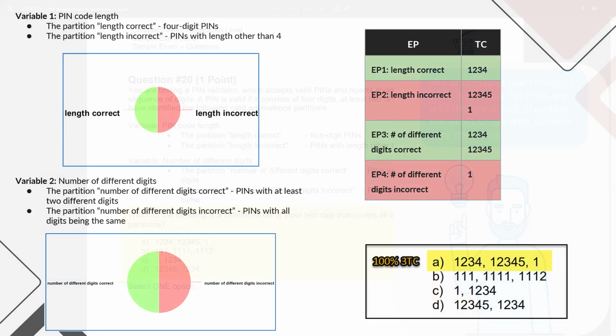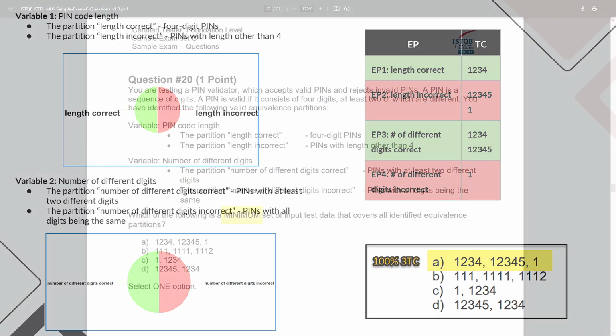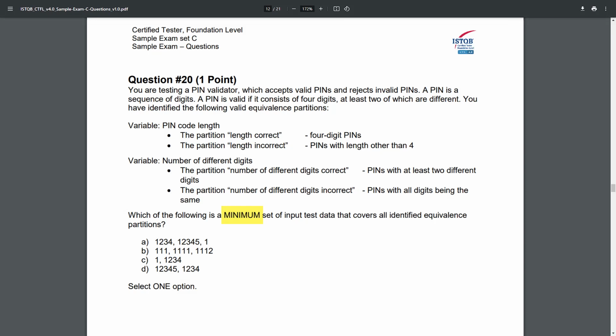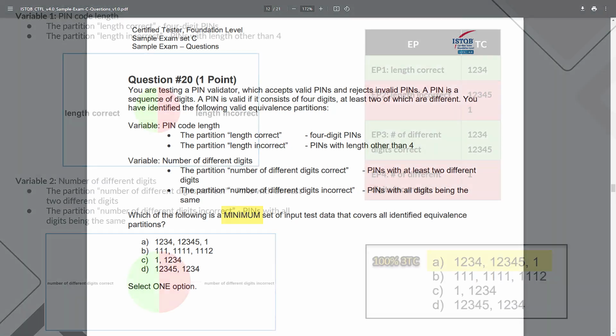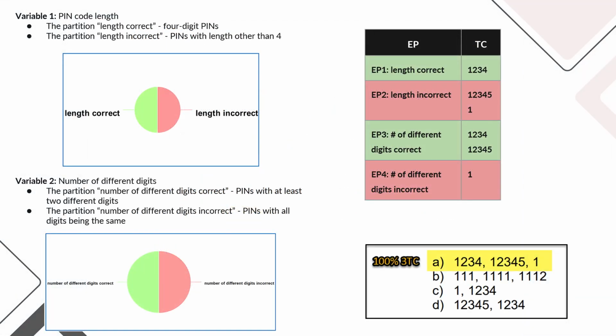As a result, we have 3 tests that cover all 4 equivalence partitions. It could be the correct answer. But if you carefully read the description of the question, it says that we must find the minimum number of tests. Therefore, we must consider all answer options. We note that in answer option A, all 4 partitions, 100% coverage, was achieved with 3 tests.